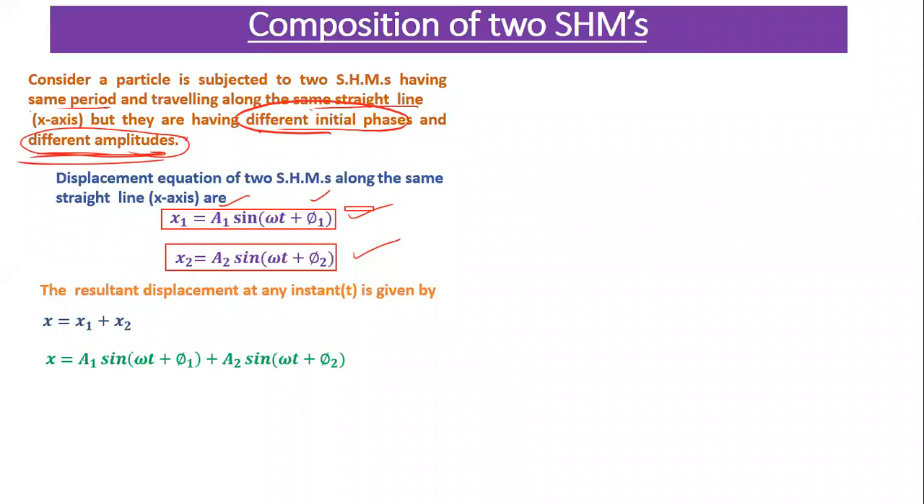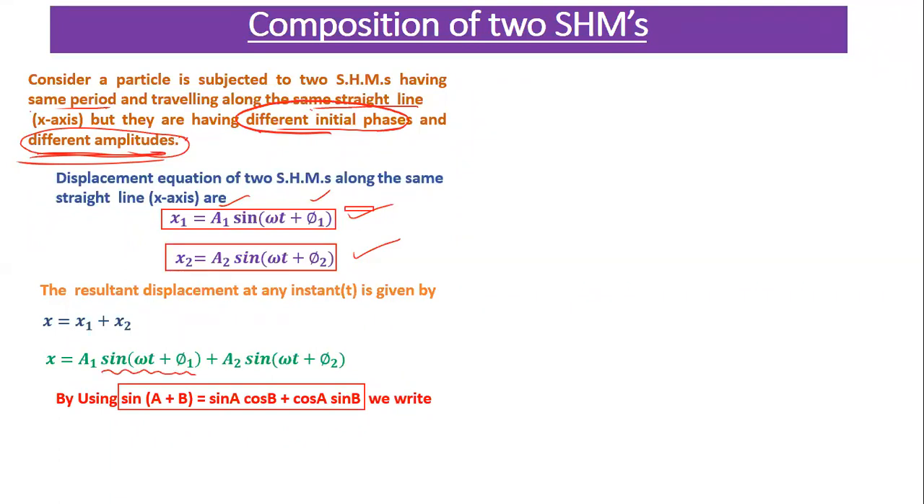Now this is a mathematical step, which we have to elaborate by using a formula. In mathematics, you already learned this formula: sine of a plus b is equal to sine a cos b plus cos a sine b. By using this, we have to expand the above equation. We have to expand sine omega t plus phi 1, as well as sine omega t plus phi 2, using this formula.